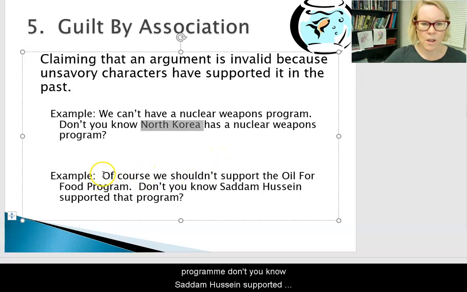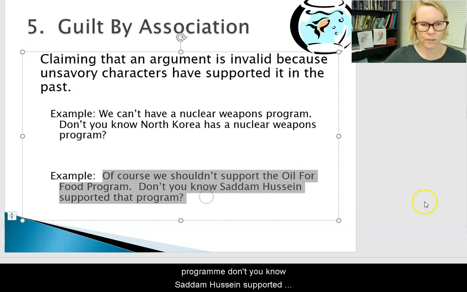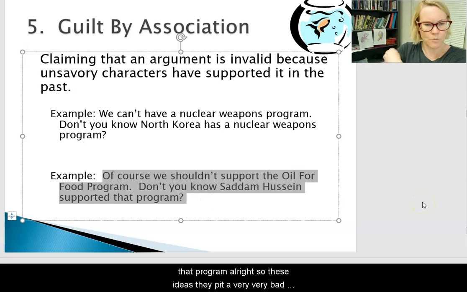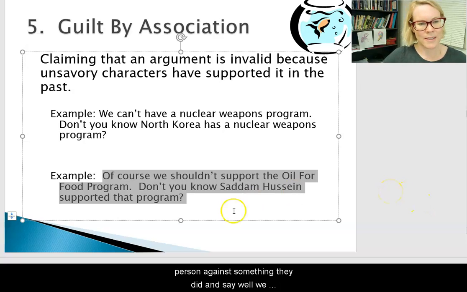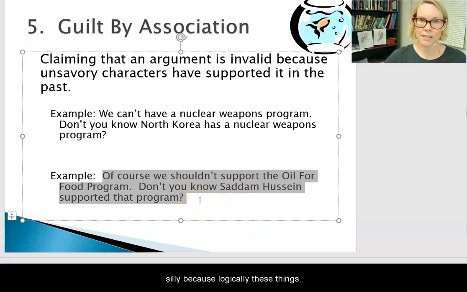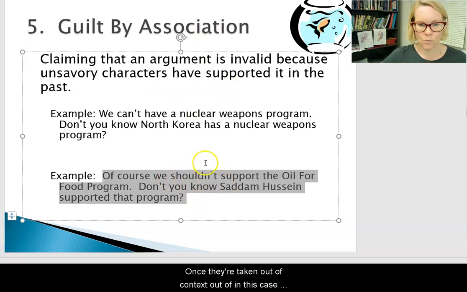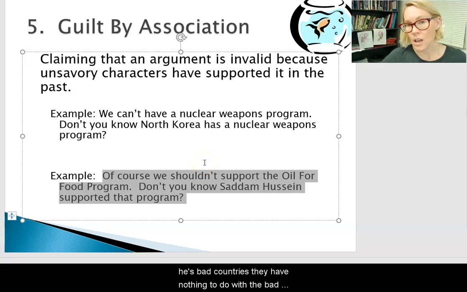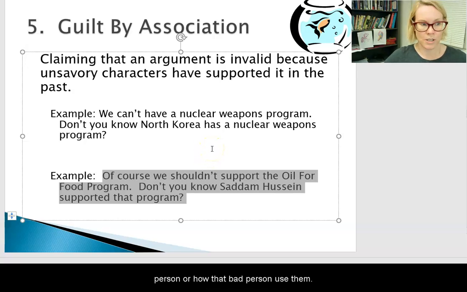Here's another example. Of course we shouldn't support the oil for food program. Don't you know Saddam Hussein supported that program? All right, so these ideas pit a very, very bad person against something they did and say, well, we shouldn't do that because that bad person did it. And that's very silly because logically these things, once they're taken out of context, out of, in this case, these bad countries, they have nothing to do with the bad person or how that bad person used them.